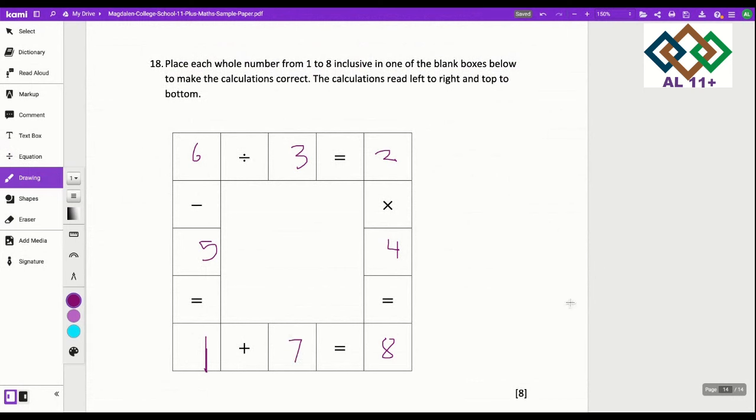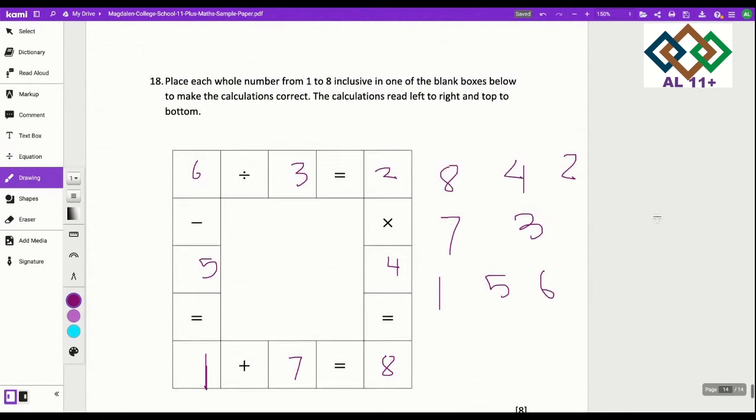So you could also do a different way. You could do it 8 divided by 4 is 2. Another way of doing, I can just write it. You could write 8, 4, 2, 7, 3, 1, 5, 6. So these are the different ways you all can do it.